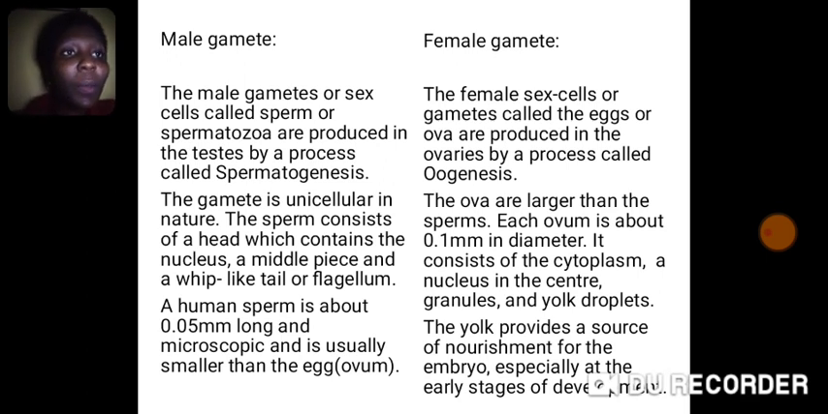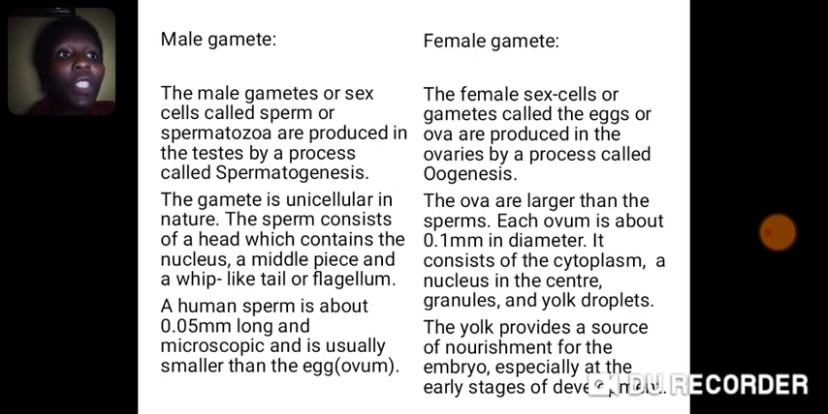Now taking a look at the female egg. The female sex cells or gametes are called the eggs, singular egg, or ova, singular ovum, and are produced in the ovaries by a process called oogenesis. Oogenesis is the biological term for the formation of egg cells in the ovaries of the female animal, while spermatogenesis is the biological term for the formation or production of the sperm cells in the testes of the male animal. And the ova are larger than the sperms.